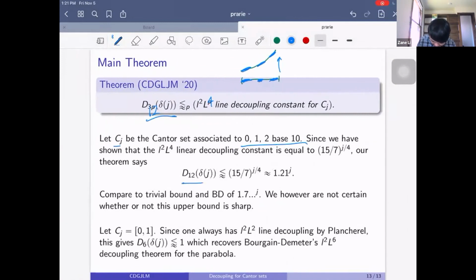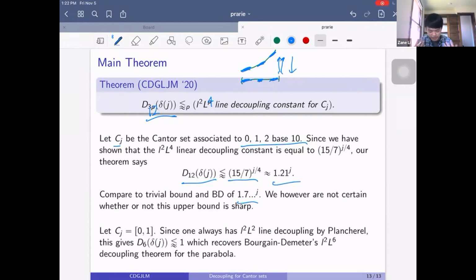So this theorem says that it doesn't cost much more to decouple the L^12 guy on the parabola than it costs on the line. And this is about 1.21, which is much better than the trivial bound and the Bourgain-Demeter bound of 1.7, and so on and so forth. However, the downside of our approach is we're not certain whether this lifting process, or you could say the projecting process that reduces the problem from the parabola to the line, is sharp. But we certainly get much better bounds than what is currently known.